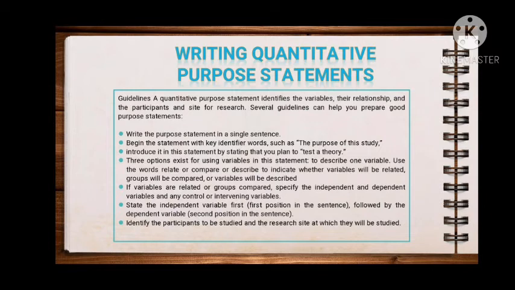and to compare. And the next, if variables are related or groups compared, specify the independent and dependent variables, and any control or intervening variables. And the next, state the independent variable first, in the first position in the sentence, followed by the dependent variable in the second position in the sentence. And the last, identify the participants to be studied and the research site at which they will be studied.